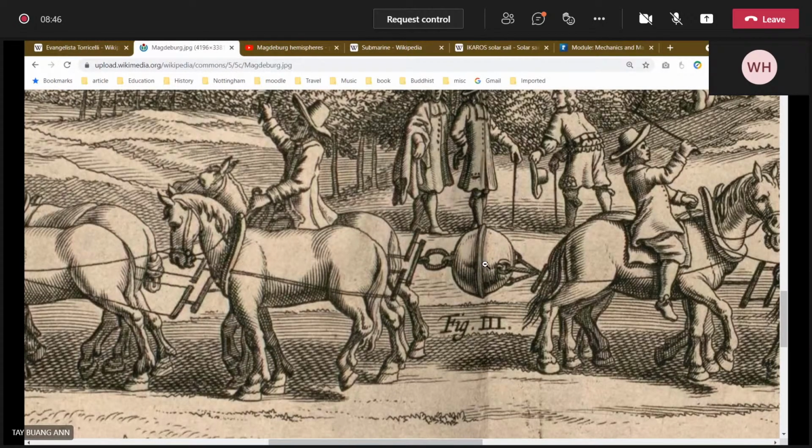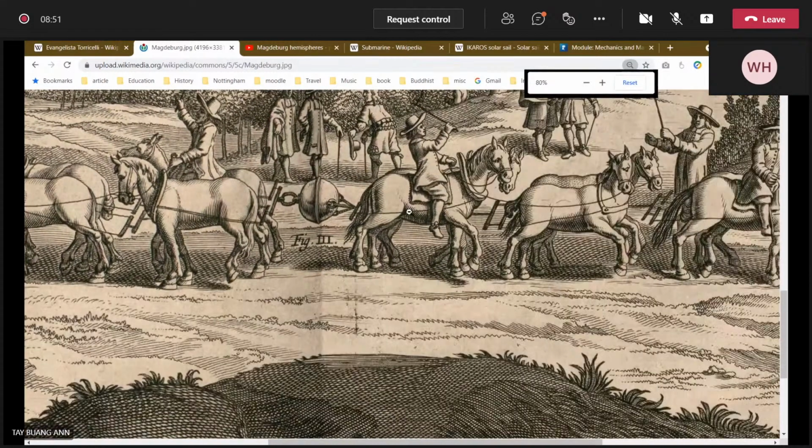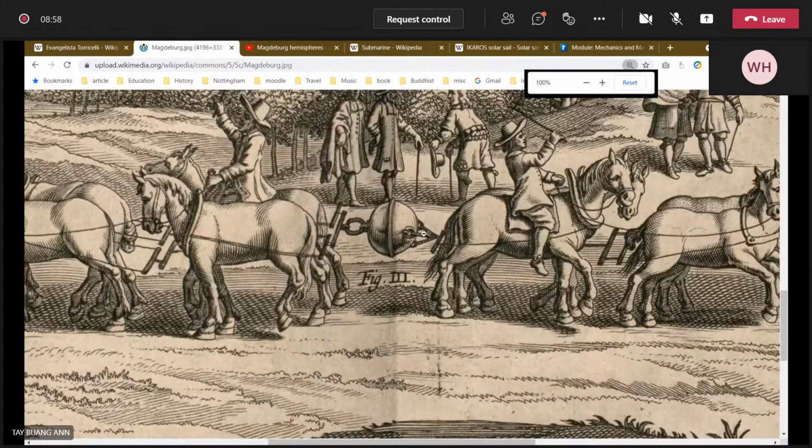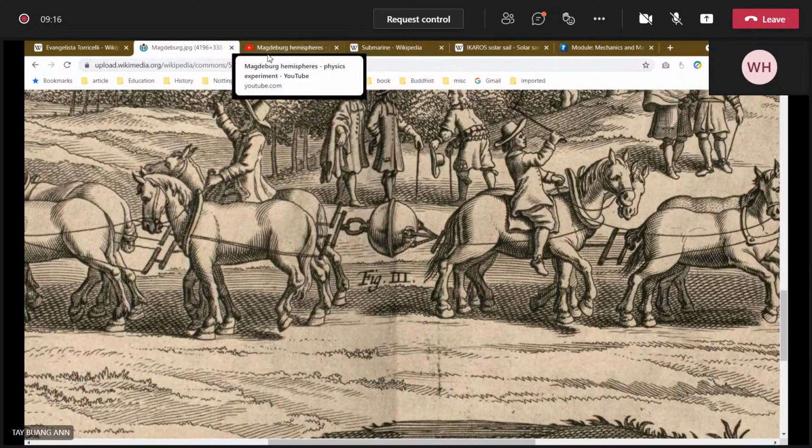Now we get a lot of horses. Try to pull this apart. We find that even this many horses could not do that. This is intended to show the existence of atmospheric pressure, because atmospheric pressure is pressing in, pressing these two hemispheres together and preventing the horses from pulling them apart. This is a very nice demonstration of the existence of atmospheric pressure.